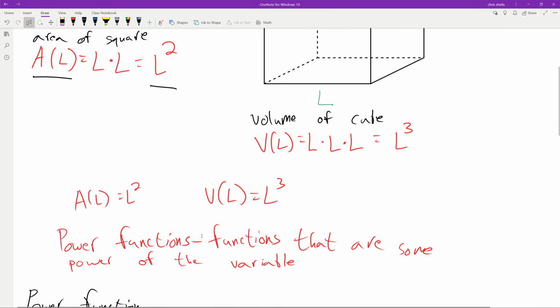These are both examples of power functions. Power functions are functions that are some power of the variable. Notice that in this A of L, I'm raising L to the second power. In this V of L, I'm raising L to the third power. This is why they are power functions.